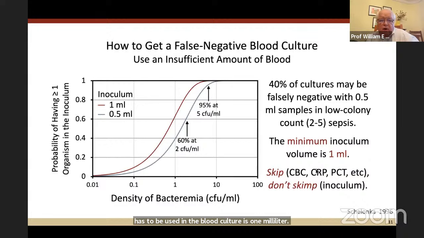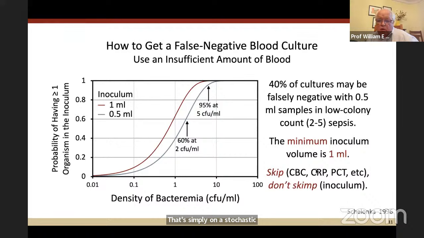By the same token, the idea that we can use molecular technologies to detect bacteremia in samples that might be much smaller, say 50 or 100 microliters, is really not consistent with this information from the Poisson distribution. There's a high probability that at the lower end of the concentrations that have actually been observed in babies, simply on a stochastic basis, there will be no organisms in those tiny samples.